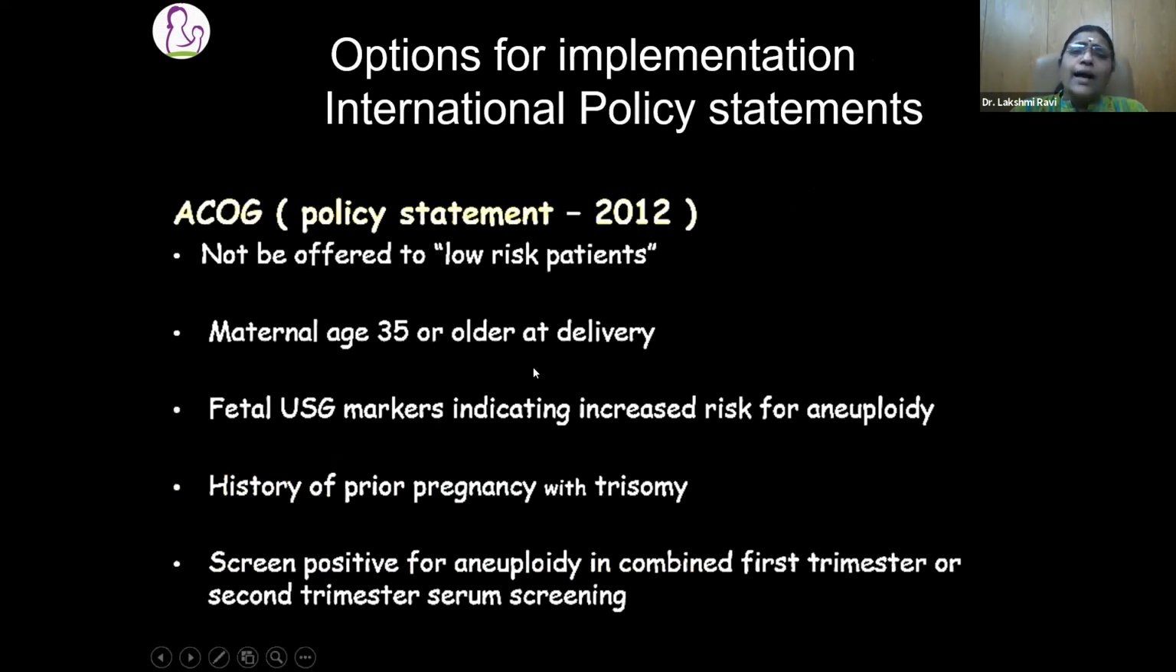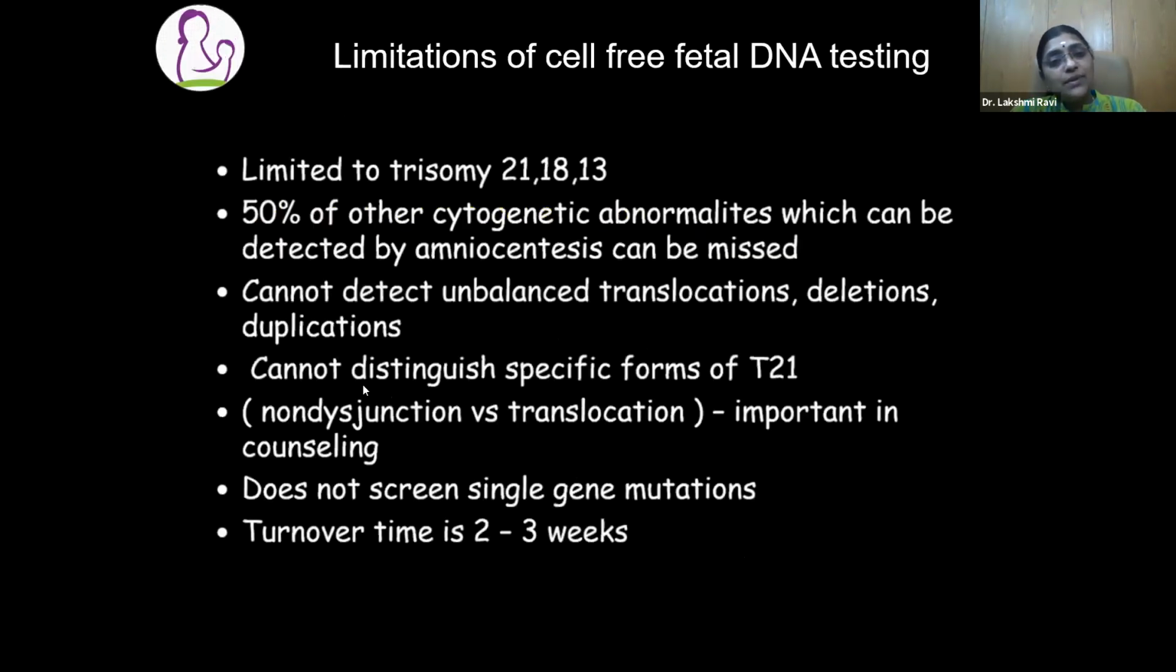So ideally, this was the policy statement which they said: if there are ultrasound markers indicating increased risk of aneuploidy, or if there is a history of prior pregnancy with trisomy, or if she is screened positive for aneuploidy in combined first trimester or second trimester screening, then go for NIPT. So each one actually has a statement of their own on whom you have to offer NIPT. But we need to understand its limitations first.